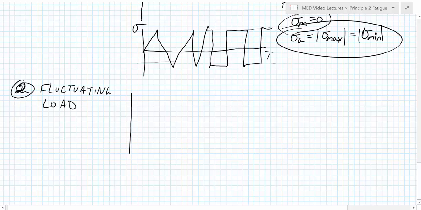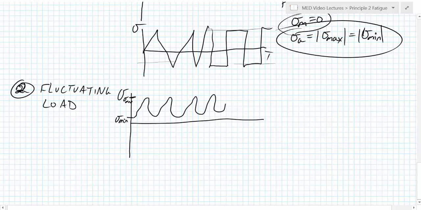So the fluctuating load, again drawing the same stress over time curve, just fluctuates between 2 values. So we could have some maximum, sigma max, and some minimum, sigma min, and the stress values will fluctuate between the 2. So for a fluctuating load, sigma m, the mean stress, recall, is not equal to 0. It's equal to something.